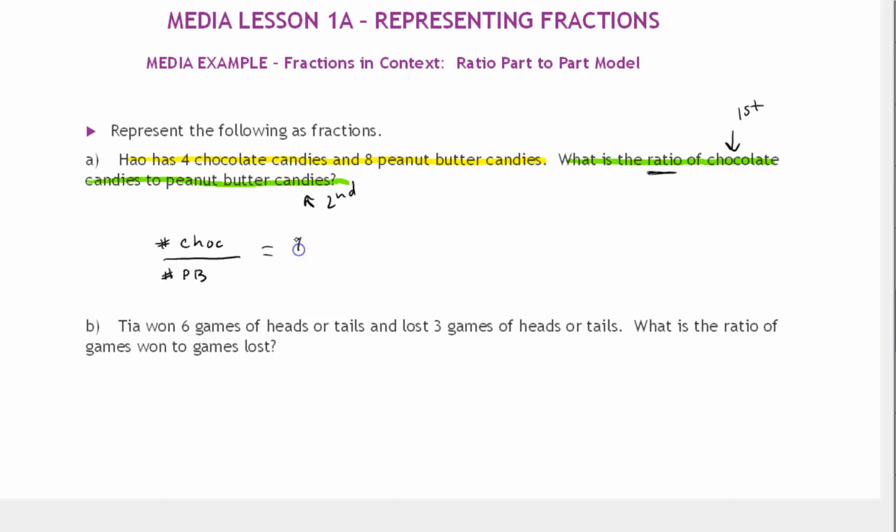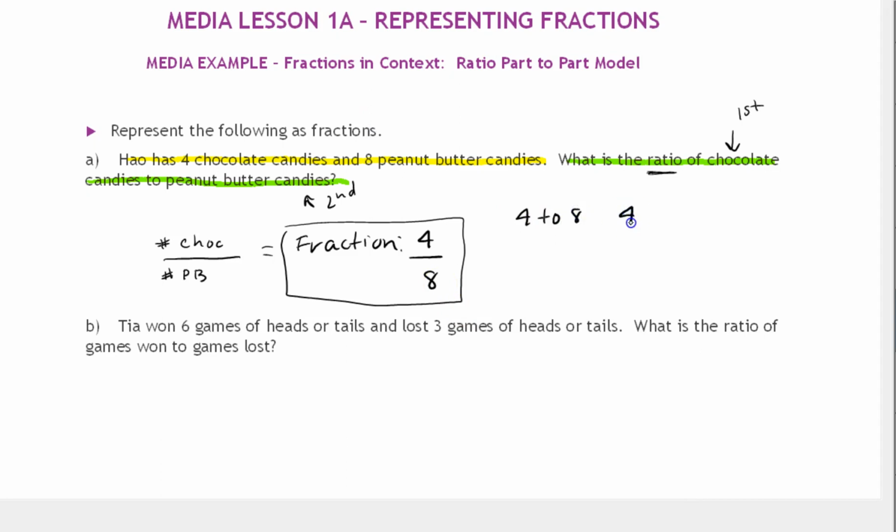So our fraction would be 4 over 8. Okay. So 4 chocolate candies to 8 peanut butter candies. And notice I even use that language. I said 4 to 8. Another way we represent this sometimes, in case you see it, is with these part-to-part ratios, we frequently use colons, and we say this just like we say 4 to 8.